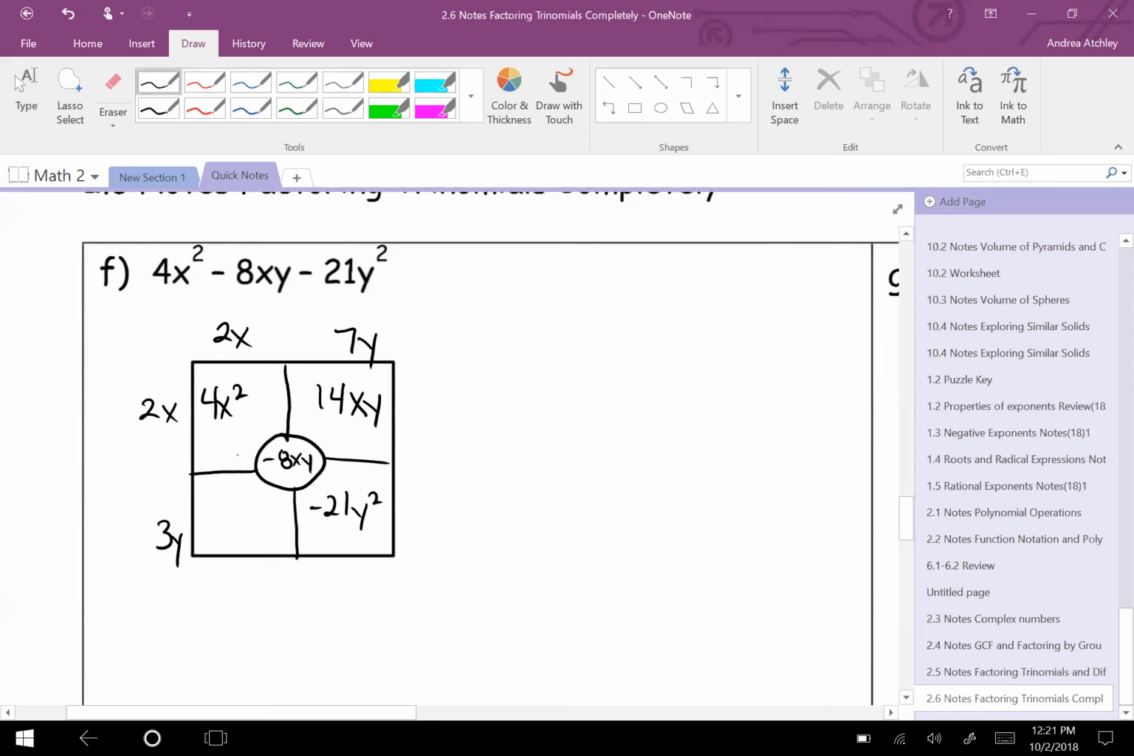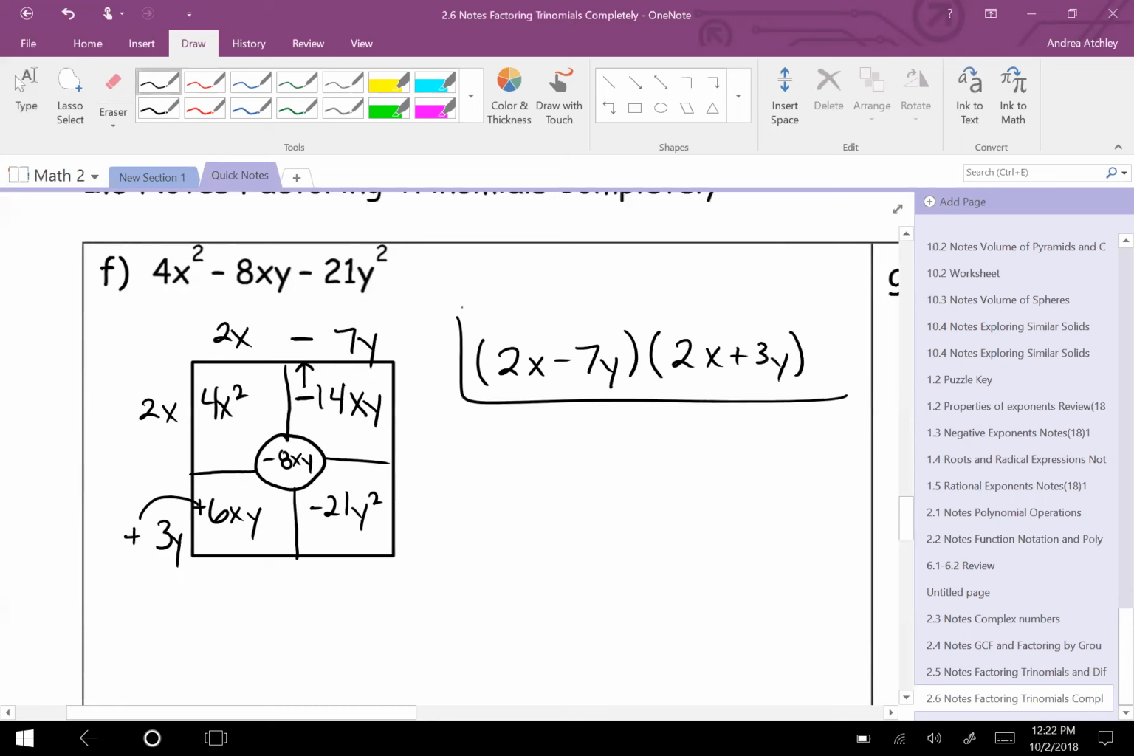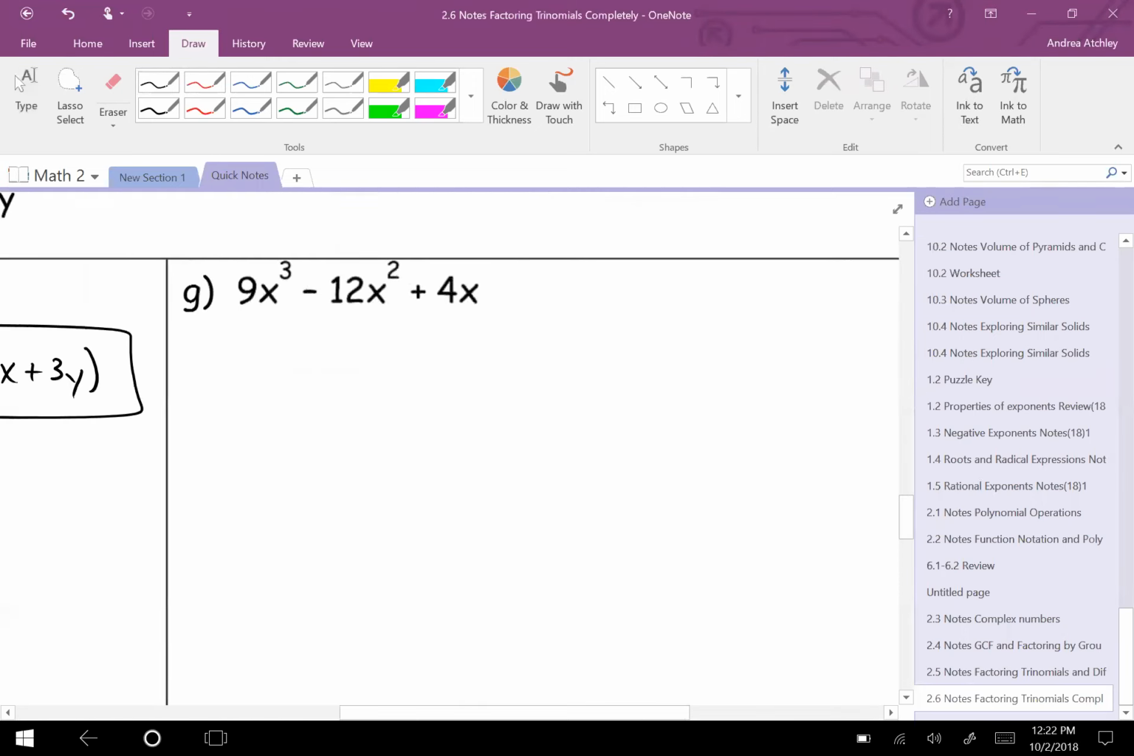Then 2 times 3 is 6xy. I know that they need to be opposite signs, so they'll subtract. I want it to be a negative 8, so the 14 needs to be negative and the 6 needs to be positive. That makes this 3 positive and the 7 negative. So my factors are 2x minus 7y and 2x plus 3y. Any questions over that? Good. Okay, next one.